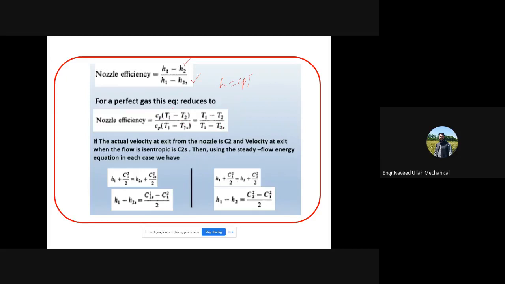You can convert these enthalpies into Cp T1, and so on, you can do this yourself. Cp will cancel out. And this is your nozzle efficiency, right?